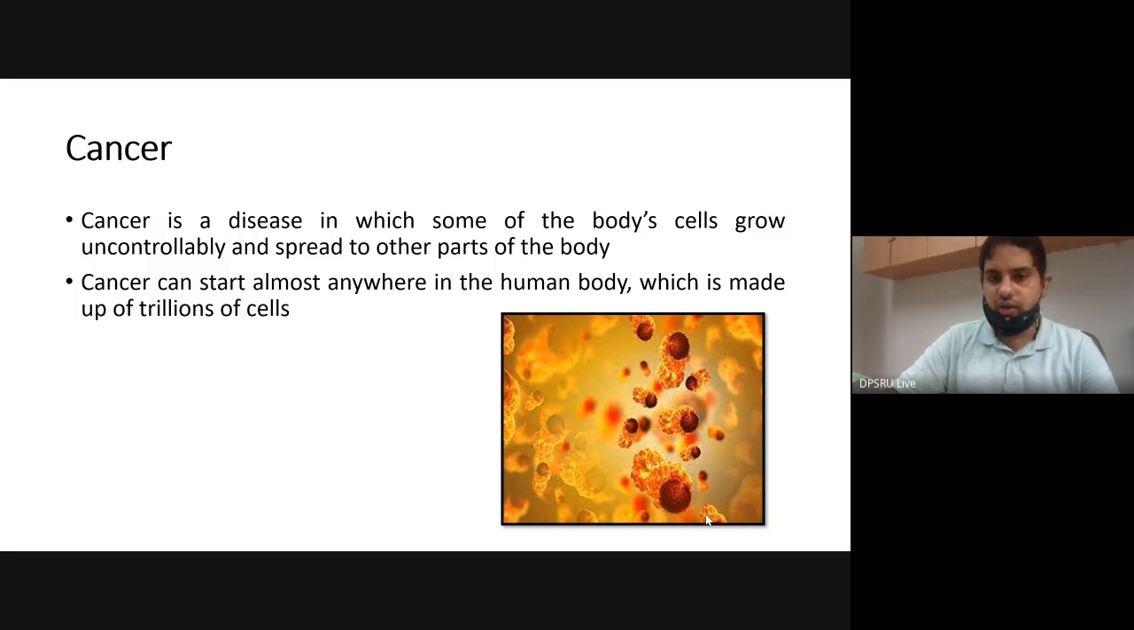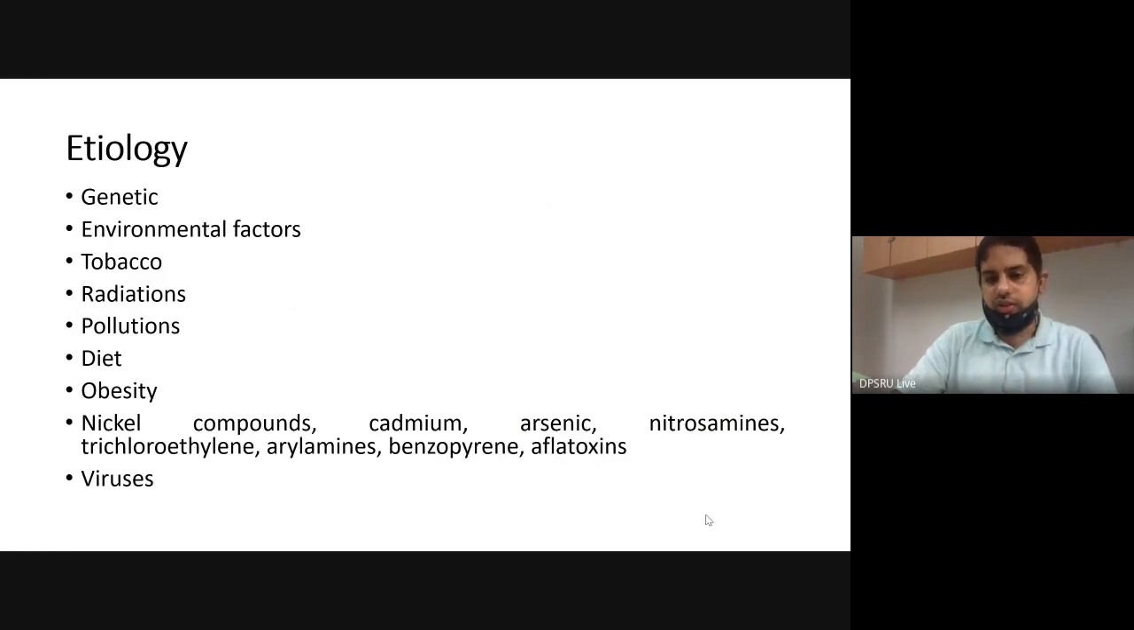And cancer can start almost anywhere in the human body, because our body is made up of trillions of cells. So cancer is a disease in which our body cells grow in an uncontrollable manner. So it can happen to any part of the body. It can happen to the lungs, the colon, the liver, the kidney, anywhere it can happen. So this we call cancer.